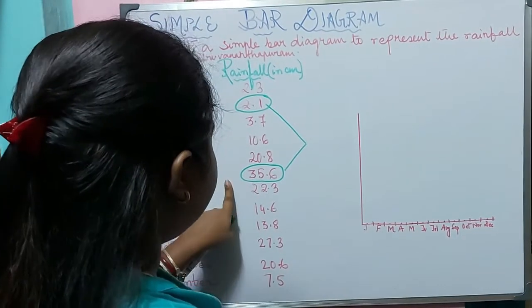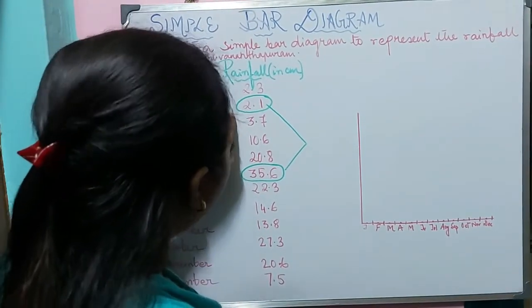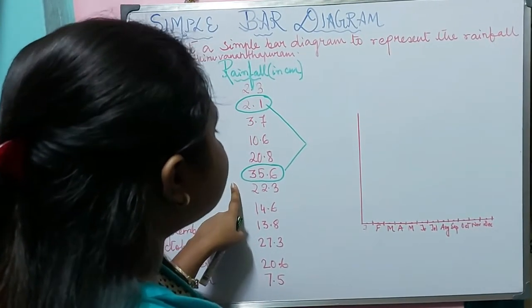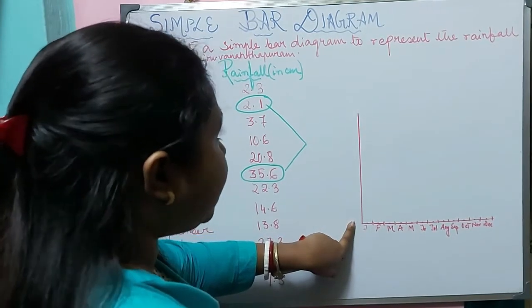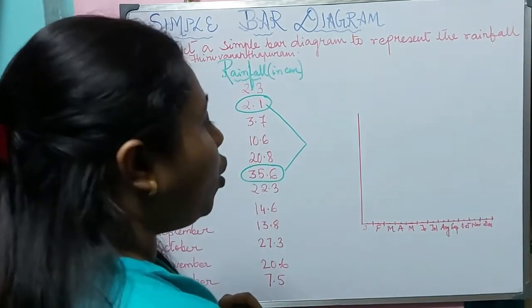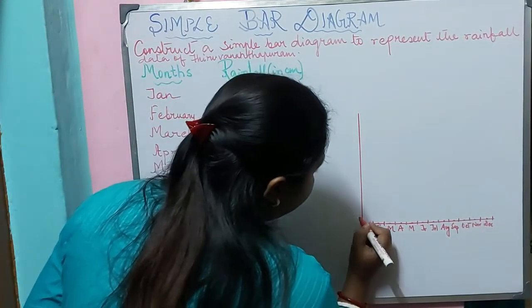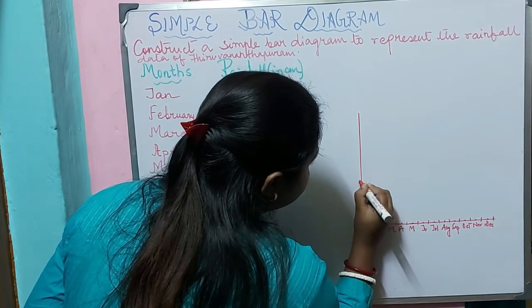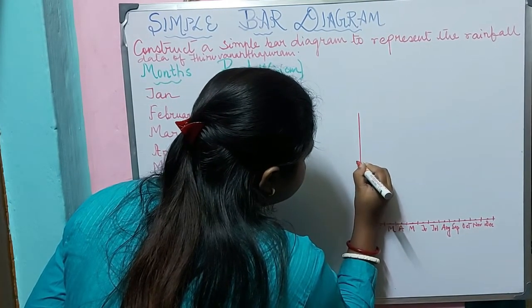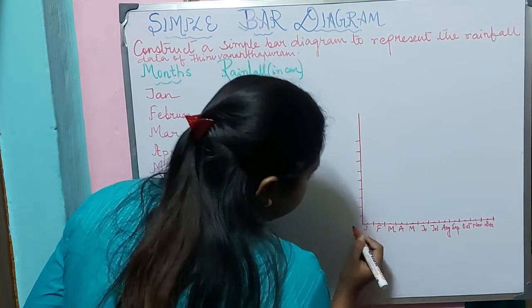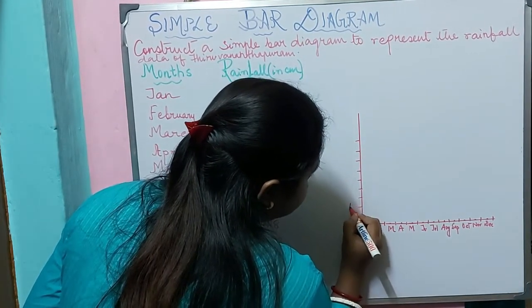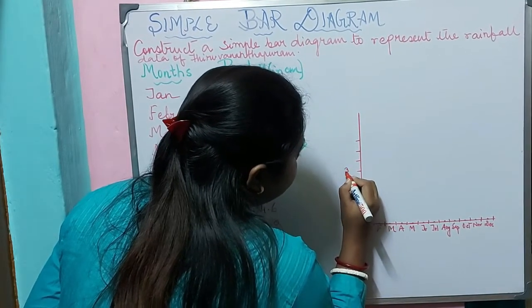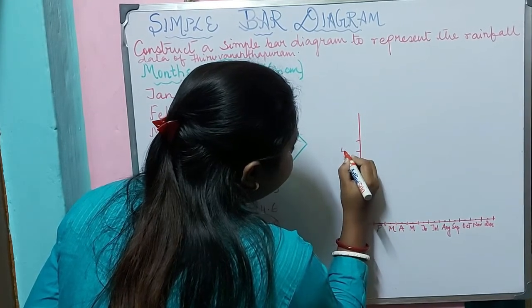Now we have to take a scale. As I can see, the lowest is 2.1 and the highest is 35.6. So I can take a scale of 5 centimeter. That means 1 centimeter will represent 5 centimeter of rainfall. Right? That I can do. So it will be roughly, again I am doing 0, 5, 10, 15, 20, 25, 30, 35, 40.